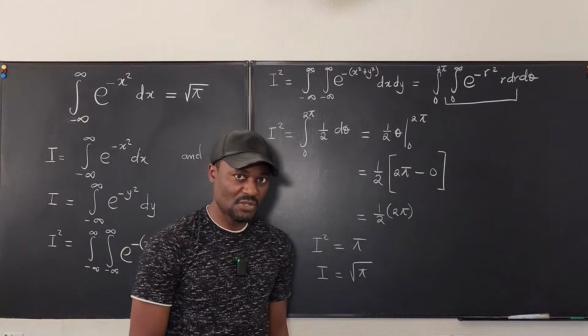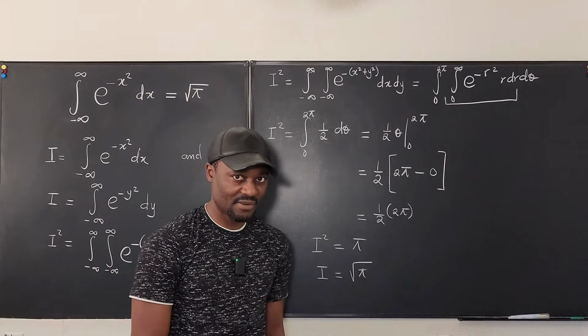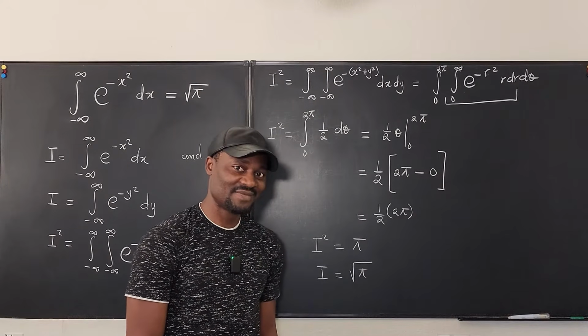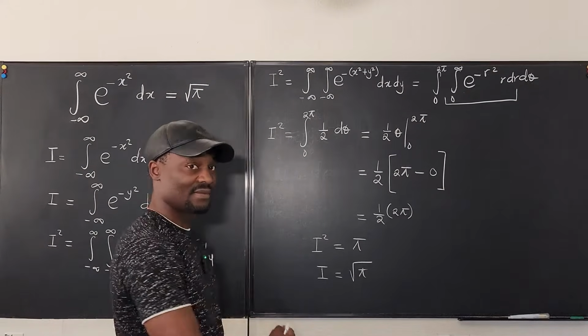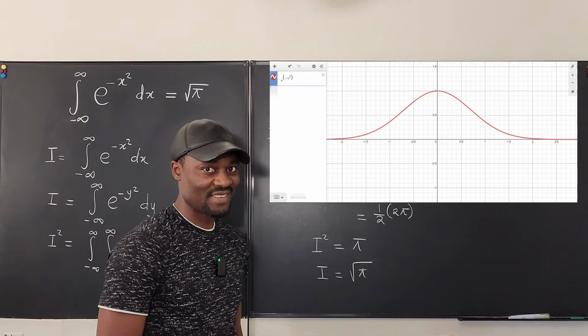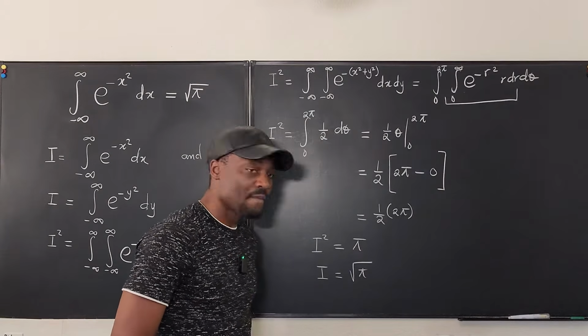Some people will say plus or minus, but we're talking about the area under the curve, and it's on top. Remember, it's supposed to be the area on top of the x-axis. Okay? And that's it.